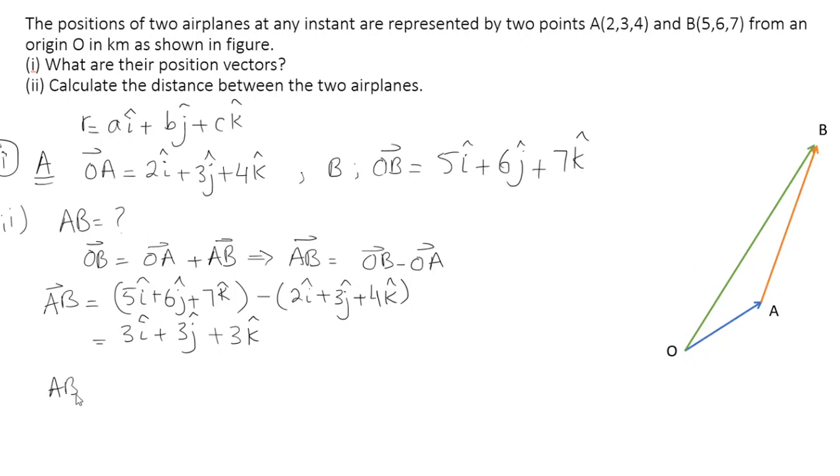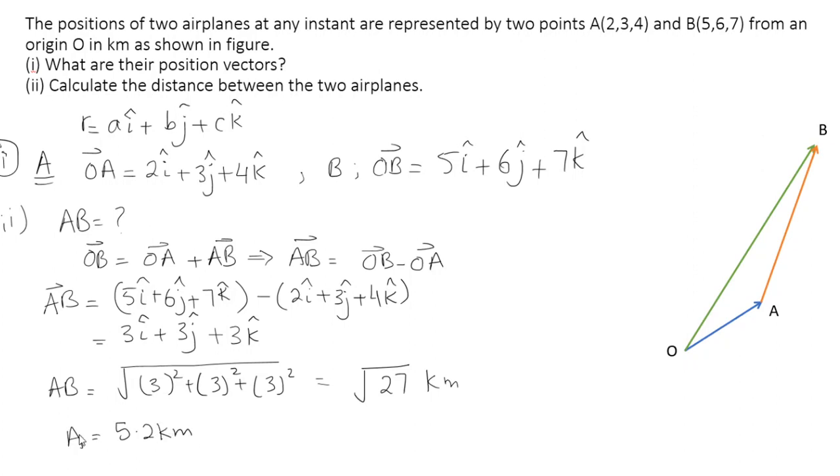So the magnitude will become the square root of 3 squared plus 3 squared plus 3 squared, because the components along x, y and z are all 3. So this will be the square root of 27, and these are all in kilometers. Or I can write it's almost 5.2. After rounding off, I get AB equals 5.2 kilometers.